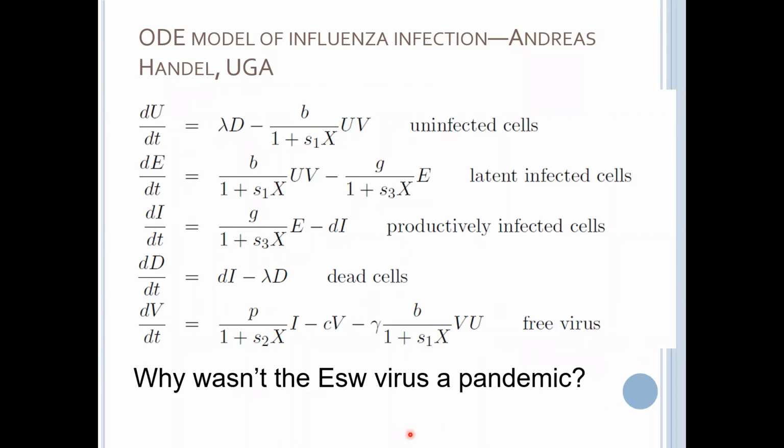This fits a lot of the data very well, but what it doesn't explain to us is why the European swine virus wasn't a pandemic. The European swine virus had been going around for 70 years. We had never had a pandemic with it, and it grows just as efficiently in a cell culture as the pandemic strain virus.